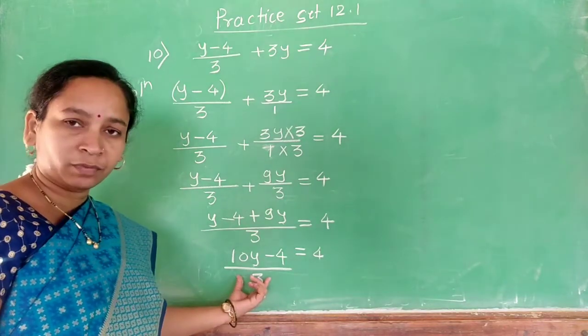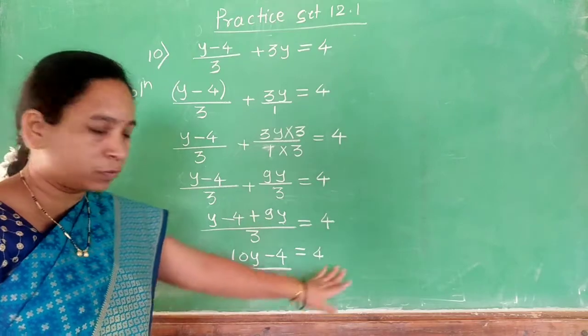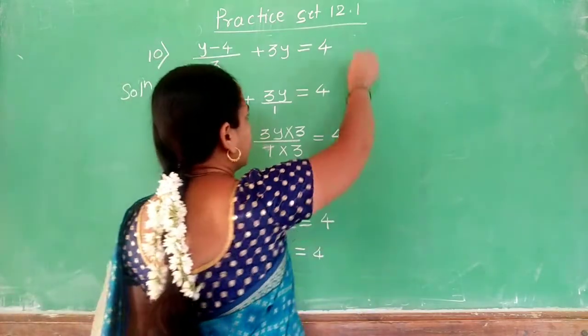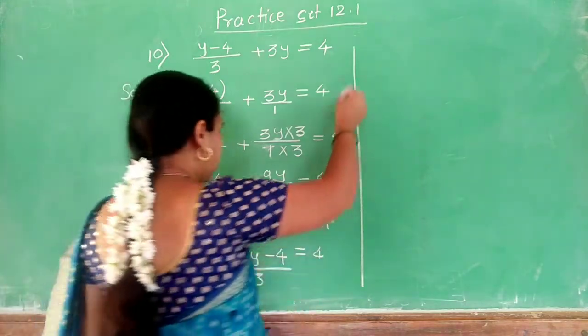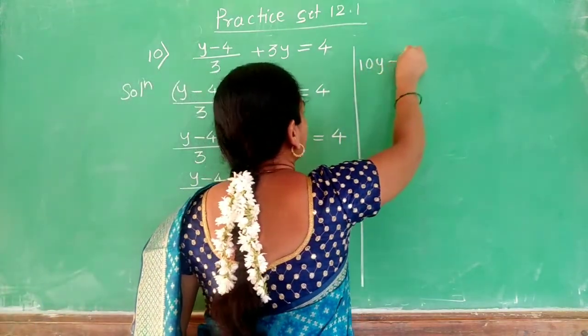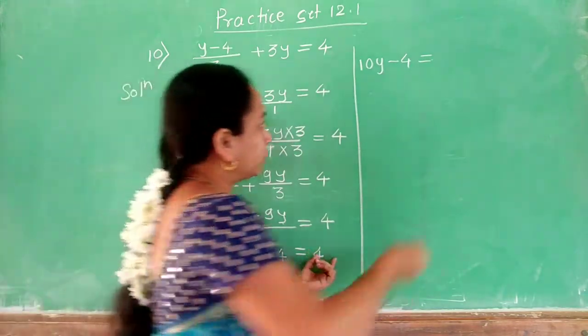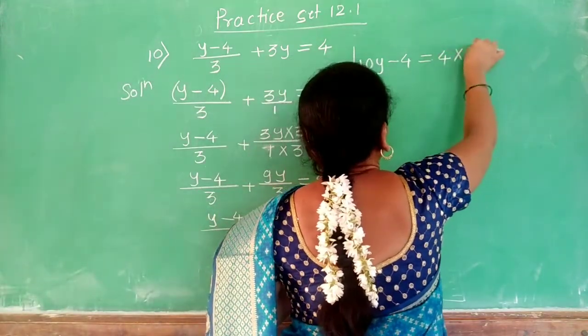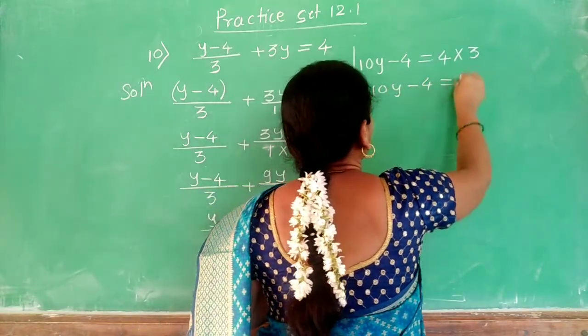We have to shift this 3 on that side. So here it is in division. If you shift it here, it will be multiplication. So we'll write down the numerator 10y minus 4 is equal to, shift this 3 on this side. So 4 multiplied by 3, 10y minus 4 is equal to 12.